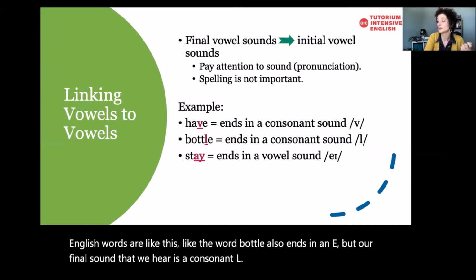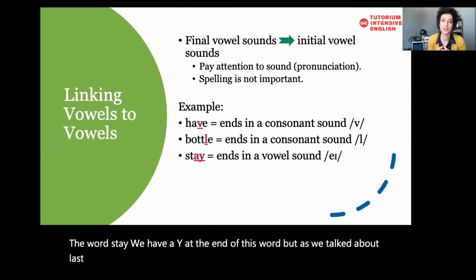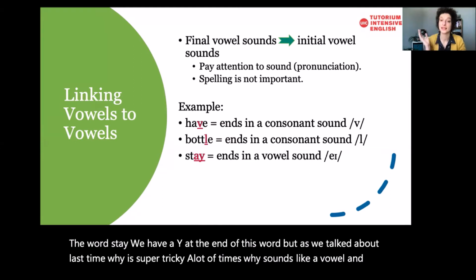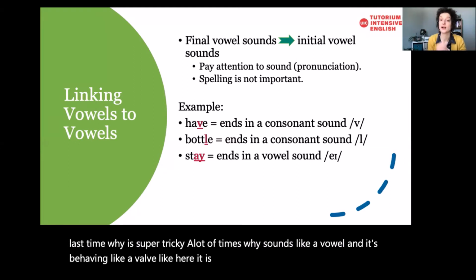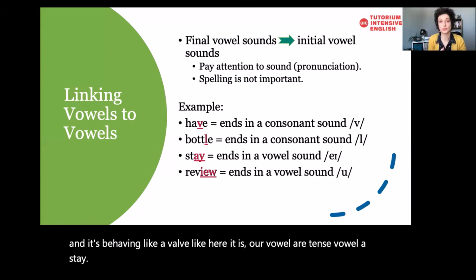The word stay, we have a Y at the end of this word, but as we talked about last time, Y is super tricky. A lot of times Y sounds like a vowel and it's behaving like a vowel. Like here, it is our vowel, our tense vowel, A, stay. And finally, the word review.